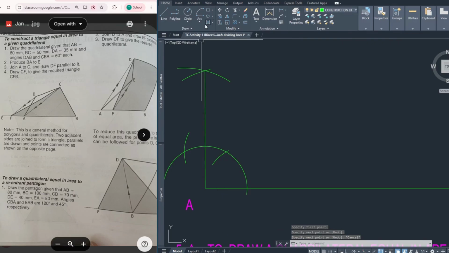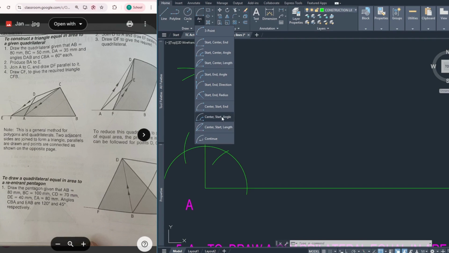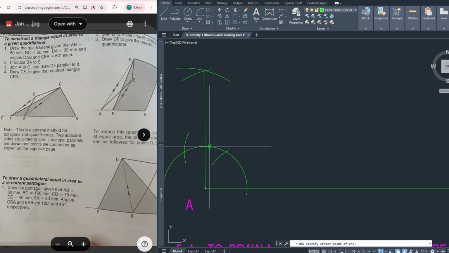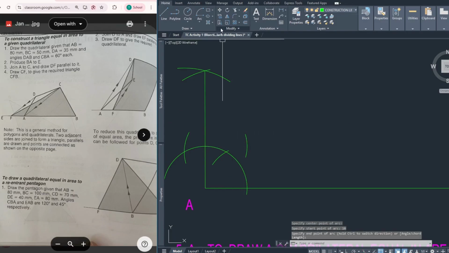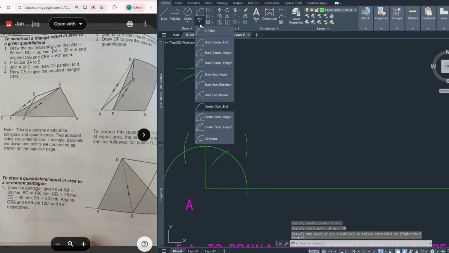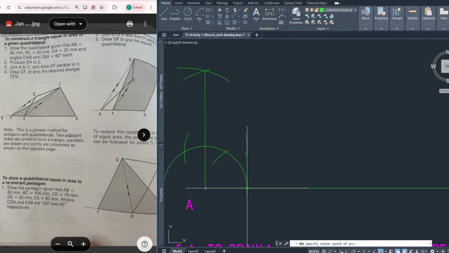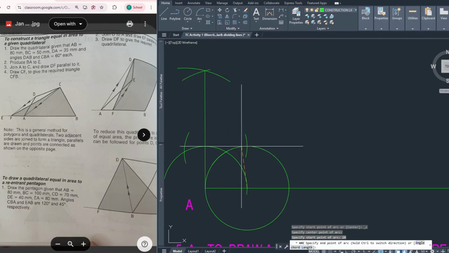We're going to bisect this to get our 45 degrees. So center, start, end, where the 90 intersects the semicircle. I use 10. You can use another figure. It doesn't have to be 10. You're not limited to only using 10. But once you use 10 on one side, you have to use it on the other side.